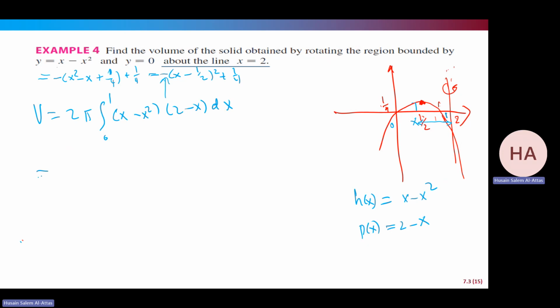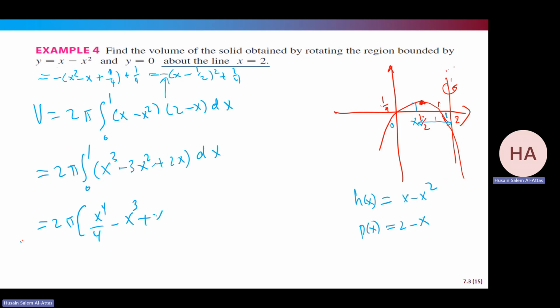Let me do the calculation. That will be 2 pi from 0 to 1. I have x cubed minus 2x squared minus x squared, that is minus 3x squared, plus 2x dx. Do the calculation. That will be the integration of x minus x cubed plus x squared, from 0 to 1. 2 pi times 1 over 4 minus 1 plus 1, which is 1 over 4. That will be 2 pi over 4, which is pi over 2.